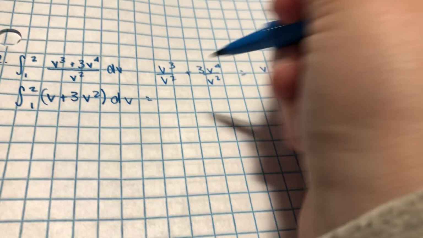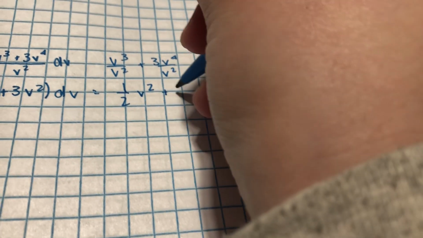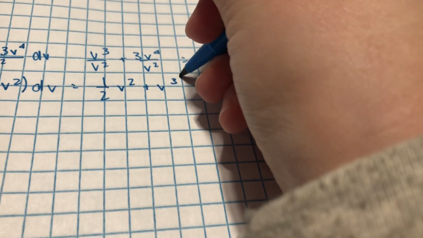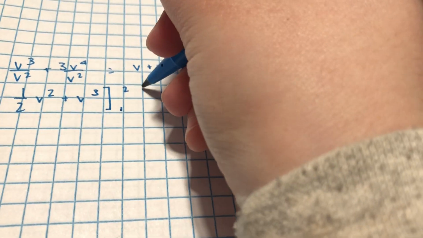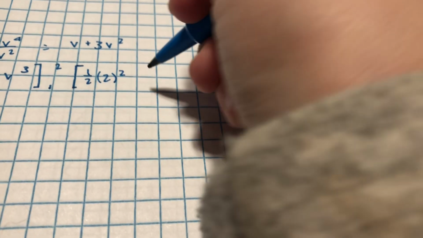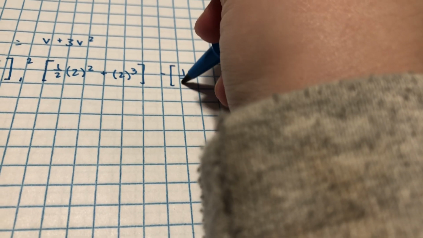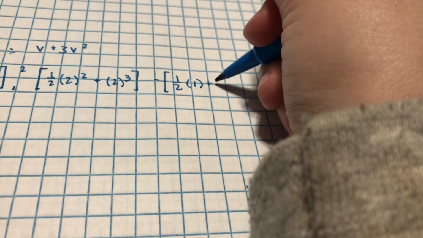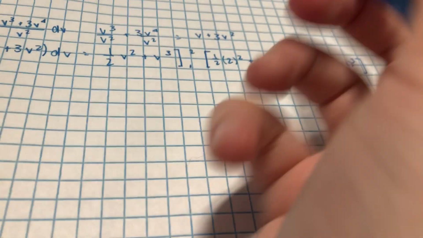And I'm going to put this in parentheses, and don't forget the dv. So when we find the antiderivative of this, we have 1/2 v squared plus v cubed from 1 to 2. So we plug that in. We start with the top and subtract the bottom. So we have 1/2 times 2 squared plus 2 cubed, and then we subtract 1/2 times 1 squared plus 1 cubed. So we're going to simplify this and then simplify that.